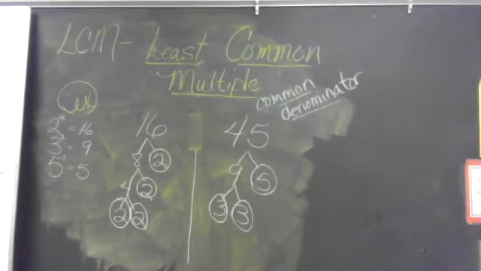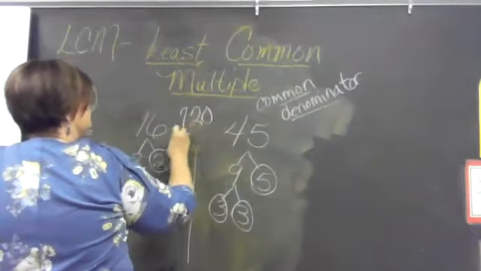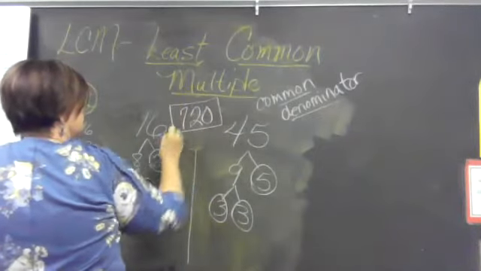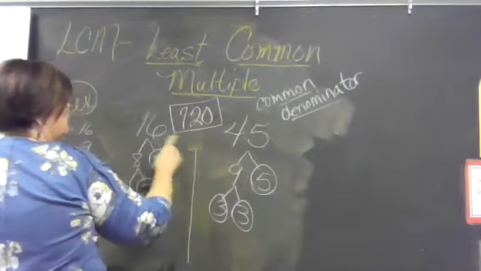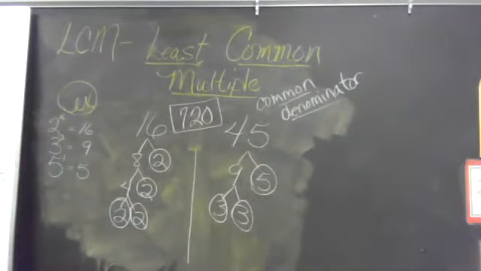And when we find out how many times we're going to use each number, then we multiply those together. Okay? And we should get, do we have an answer? 720. Good. 720 will be your common denominator if you have to get a common denominator between 16 and 45. Okay?